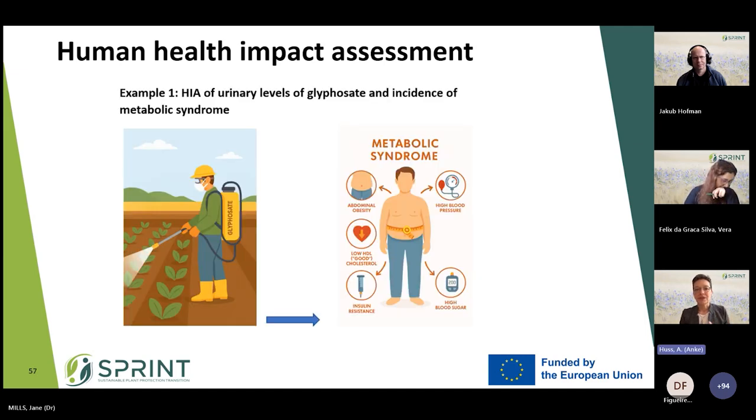We looked at 3 different pesticides, and in the end found existing data only for glyphosate. For glyphosate, we assessed 2 different health outcomes. The one is that we looked at the incidence, or the prevalence, of metabolic syndrome. We used for this study the urinary levels that have been evaluated in the SPRINT case study sites. You heard the results before. Can I have the next slide, please?